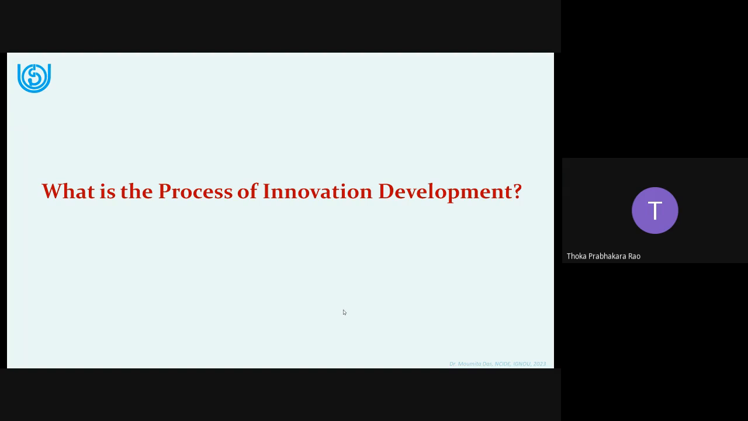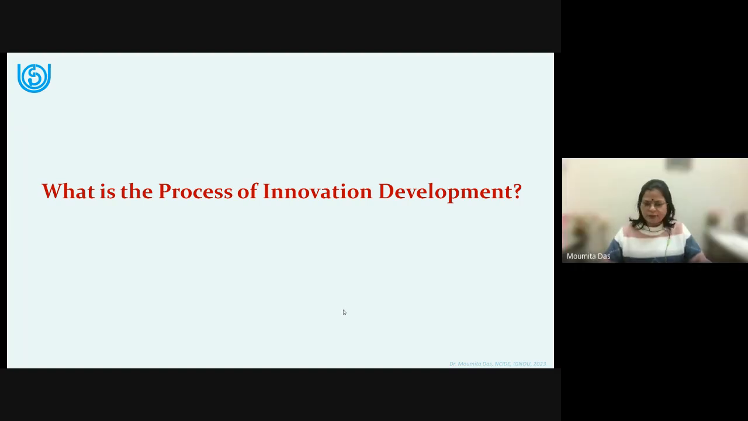That's it. Mr. Prabhakar and all the participants, I want you to pay attention to what I'm speaking. I'm asking about the process of innovation development. I didn't ask about innovation. I wanted to know about the whole process in your mind. What is the whole process? Can you now answer the process? Can you describe the process?